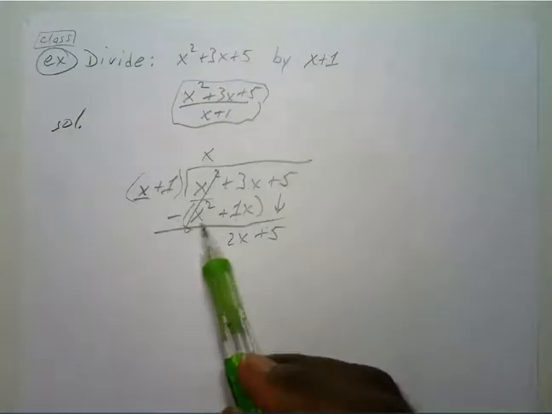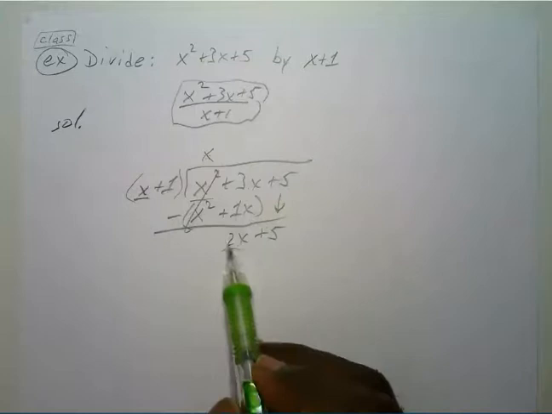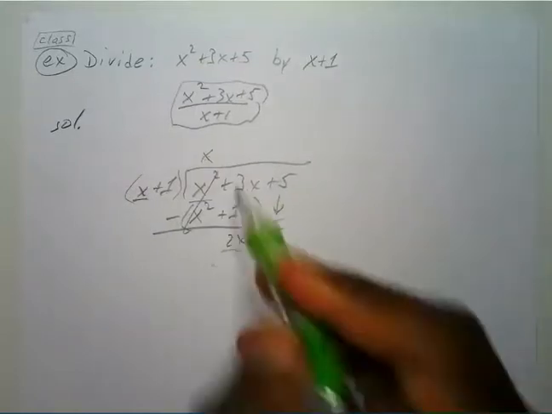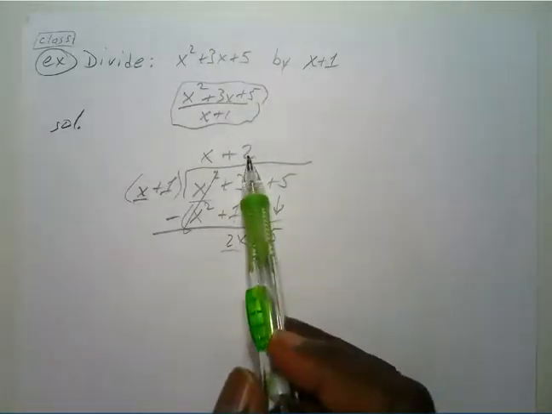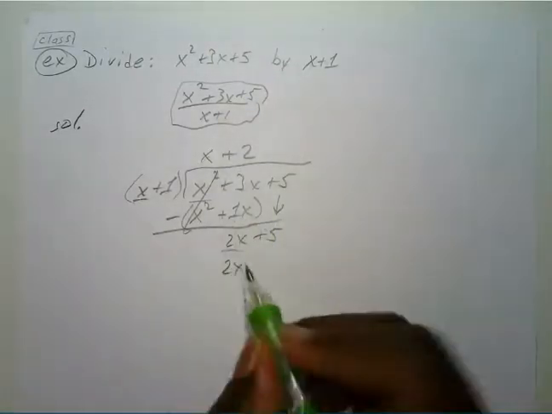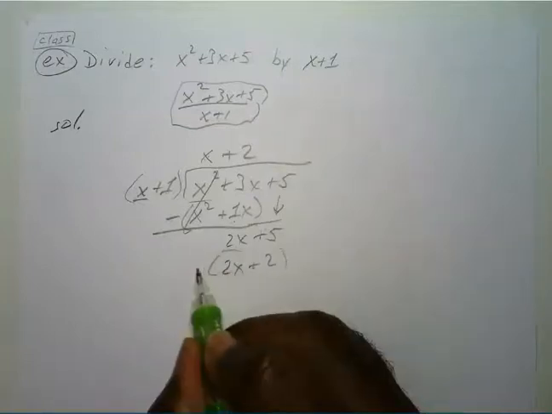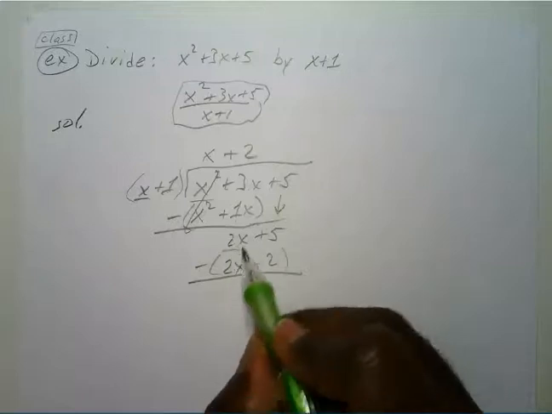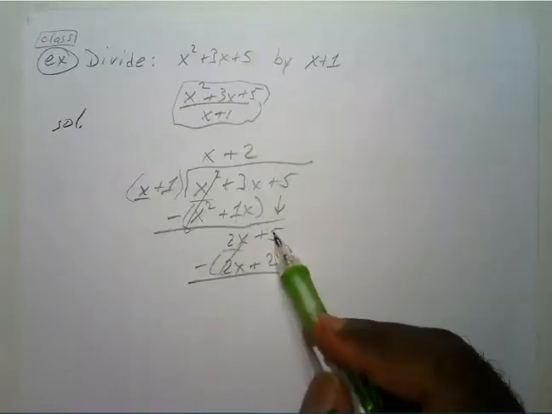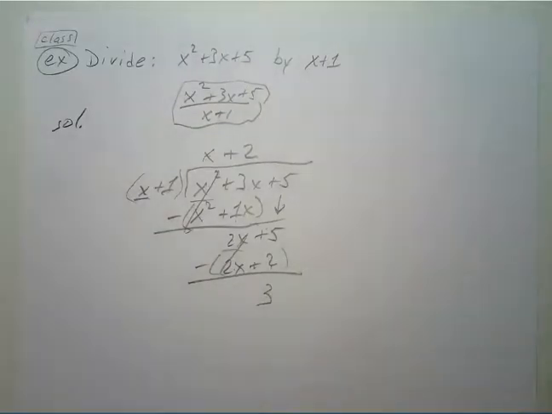Okay. So now we want to get rid of this 2x. What times x will give us 2x? Well, plus 2. Positive 2. So now we multiply. 2 times x is 2x. 2 times 1, positive 2. We multiplied. Now we subtract. 2x minus 2x is 0, so that disappears. 5 minus 2 is 3. So it's a little different than the other examples because now we have a remainder.